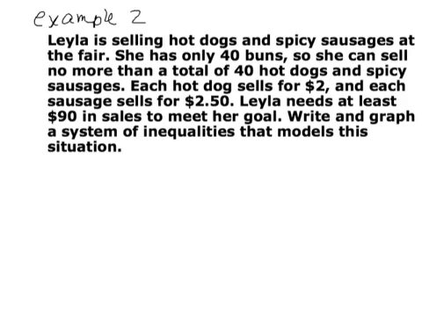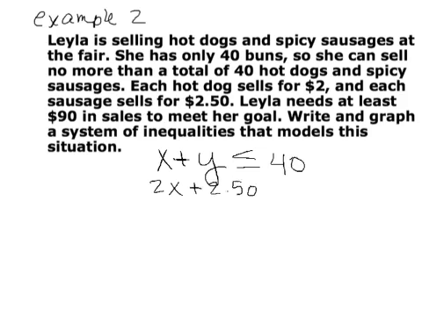Okay, let's try the next example. Leyla is selling hot dogs and spicy sausages at the fair. She has only 40 buns, so she can sell no more than a total of 40 hot dogs and spicy sausages. So we'll say X equals hot dogs, Y equals spicy sausages. Each hot dog sells for $2, and spicy sausage sells for $2.50. Leyla needs at least $90 in sales to meet her goal. Write and graph a system of inequalities that models the situation.